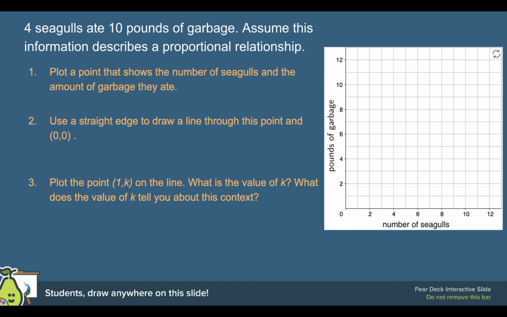What is the value of k? What does the value of k tell you about the context? So k, we're not sure yet, but we could figure this out. If I was going to look at this graph in line that I just made, and I go to 1 for my x, if I follow it till I hit that line, what do you think k would equal? And maybe you could find the unit rate. If 4 seagulls ate 10 pounds, what would 1 seagull eat? How many pounds would that be? So think about some ways to determine what 1 seagull would mean.